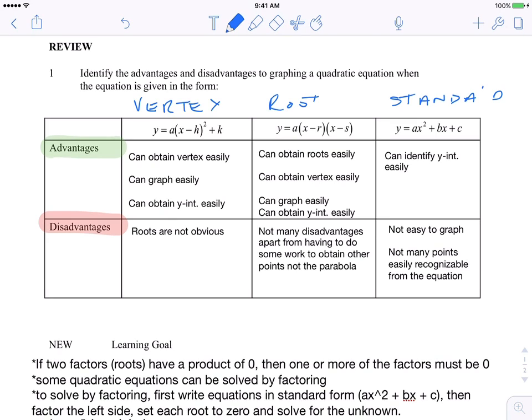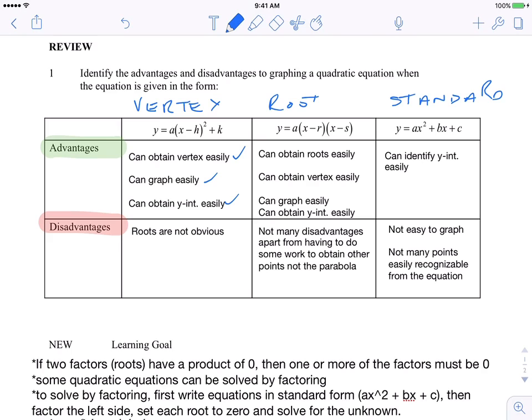So when you have vertex form, what's nice about that is that you get to obtain the vertex pretty quickly. When you have vertex form, you can graph that pretty quickly as well, and you can get the y-intercept. How do we get the y-intercept? Simply plugging in 0 for x. That would get us our y-intercept pretty quickly.